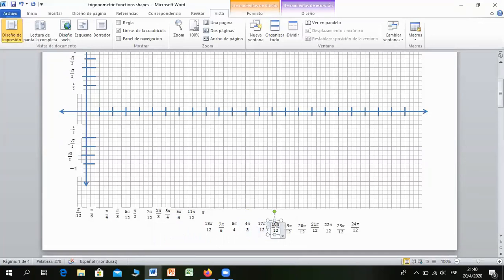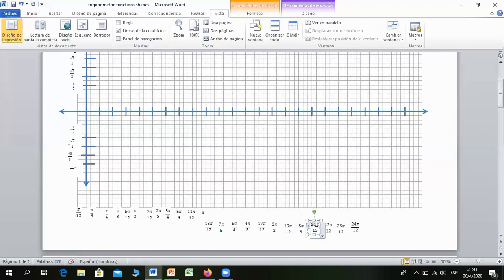What about 18 over 12? It is 3 pi over 2. 19 over 12 can't be simplified. But what about 20 over 12? 20 over 12 is 5 pi over 3. And if you see, these 5 pi over 3 and 4 pi over 3 are values in the unit circle. What about 21 over 12? It is 7 pi over 4.